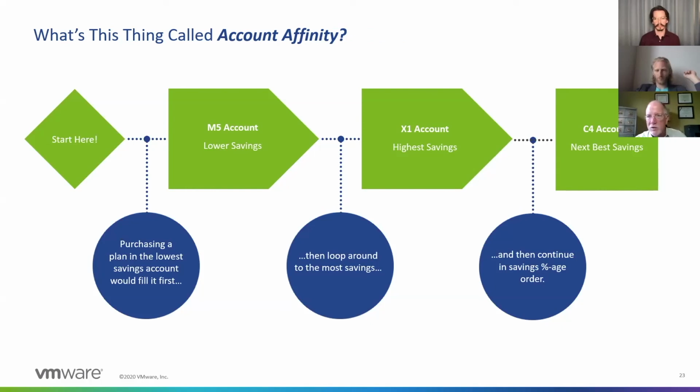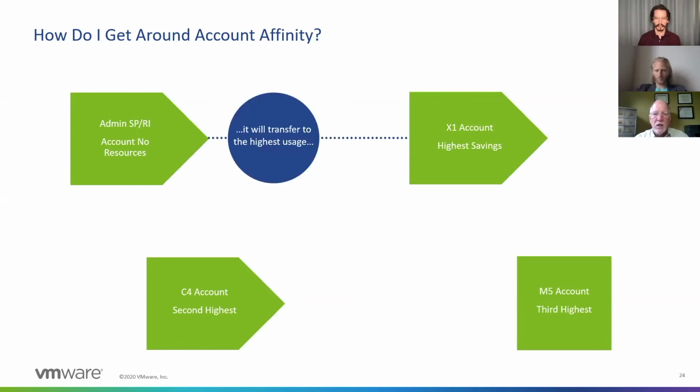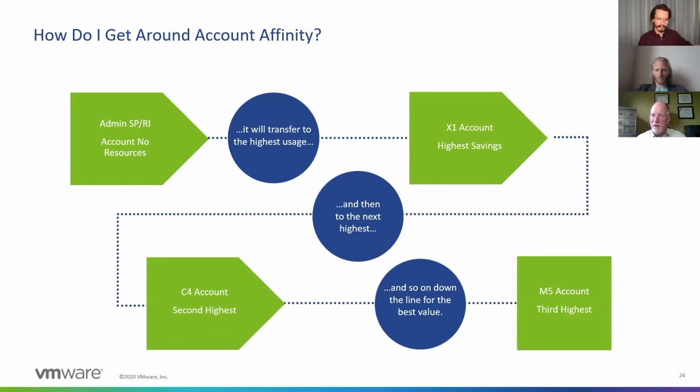Well, what have we done with our customers? In every case where we've helped customers set up savings plans, we've set up a $0 admin account. AWS has been recommending these for years, either for financial tracking or just general administrative use, but now there's a real reason to use them. Basically, if you have a zero resource account and you buy your savings plans there, the algorithm will immediately transfer out of that account because there's no resources. Where is it going to go? To the highest savings first, which means it's going to go to the X1s. Then it's going to go to the C4s. Then it's going to go to the M5s. So every customer who has done savings plans with us has set up an admin account. It costs you nothing, but it maximizes your savings dollar.